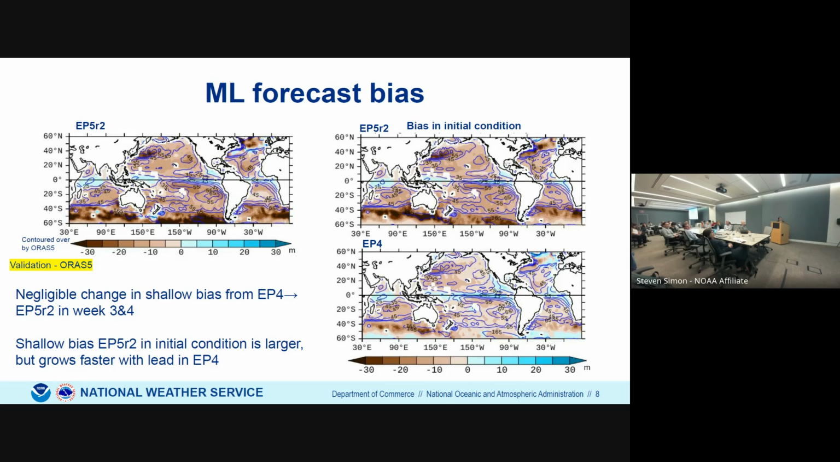However, if you look at the bias in the initial conditions in EP5R2 and EP4, you see much lighter colors in EP4, indicating that the biases have increased by changing the initial conditions. However, the rapid increase of the error growth with lead time from week 1 to week 3 and 4 was arrested in EP5R2, leading to the biases by week 3 and 4 between EP4 and EP5R2 being comparable.